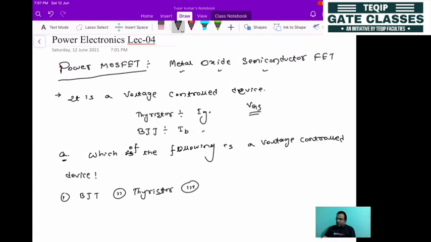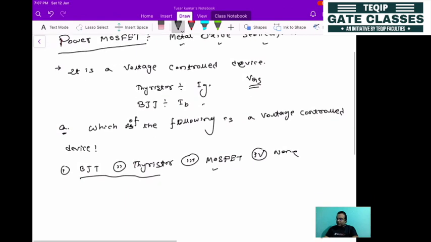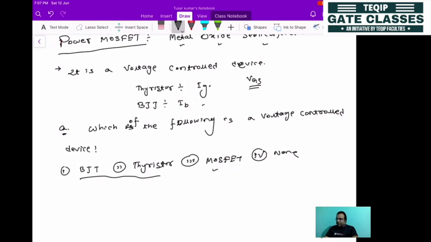Third option, it can be, let's say, MOSFET. And the fourth one can be none of the above. You know, because these two are current control devices, and this one is the only voltage control device, that is MOSFET. So that's why you can take this one, or directly it can ask which one, give one example of a voltage control device, give one example of a current control device. If a question like that comes, you can answer it.